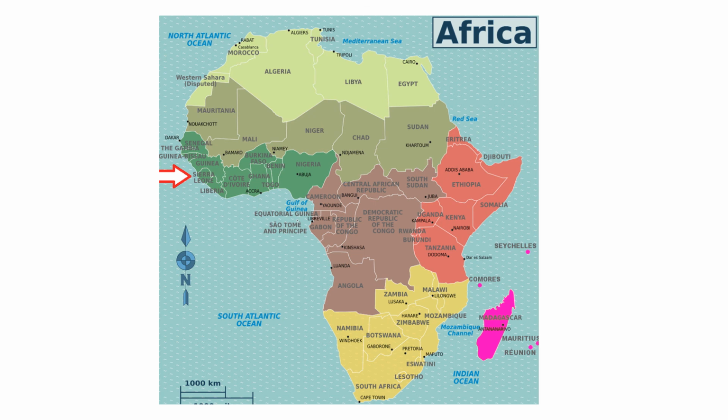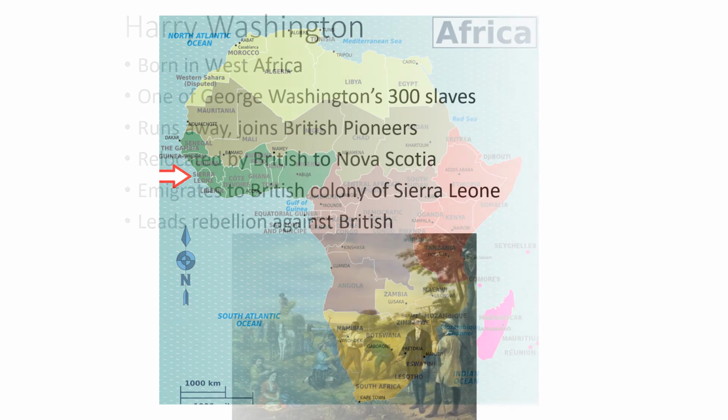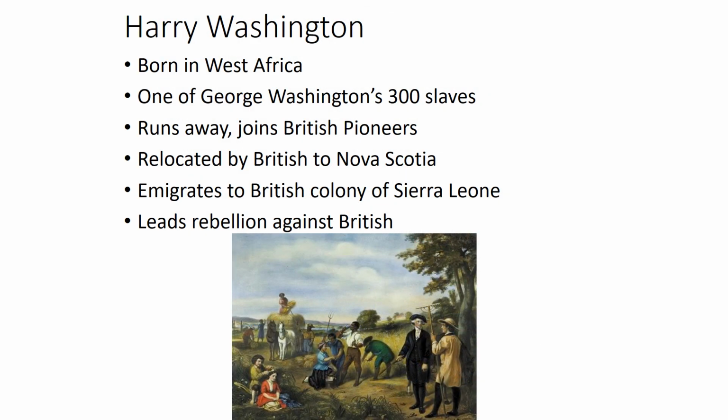And by the way, notice there, that's the location of Sierra Leone, just south of his homeland of Gambia. And in a bit of an irony, once he was there in Sierra Leone, Harry Washington was one of many discontent people with how the British were running things. And in fact, the British were running things. They weren't allowing the African / Afro-Briton people to make their own decisions.